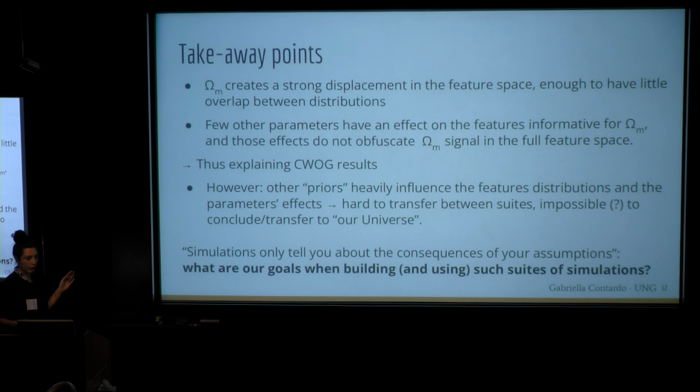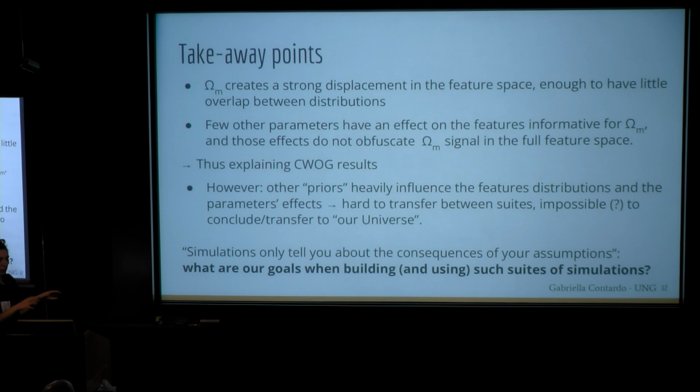Okay, so the takeaway is that those tests are just simple things to try to understand, at least from a data science perspective, the mechanism behind the original result. At the end of the day, omega matter creates strong displacement in this feature space, so the galaxy is observable, enough so that you have little overlap between the distributions when you don't move anything else.